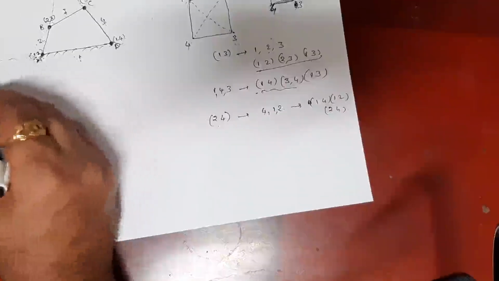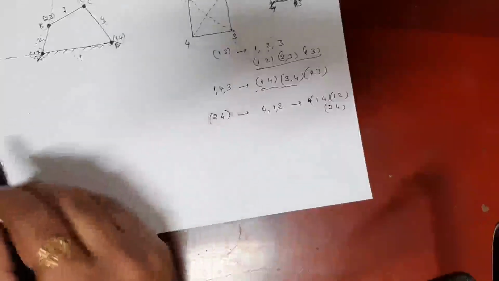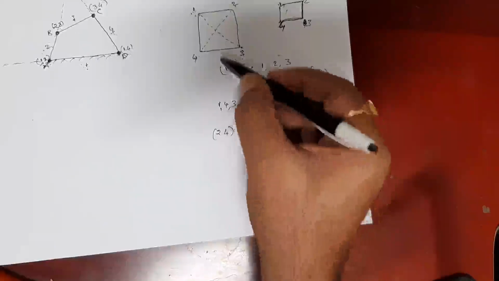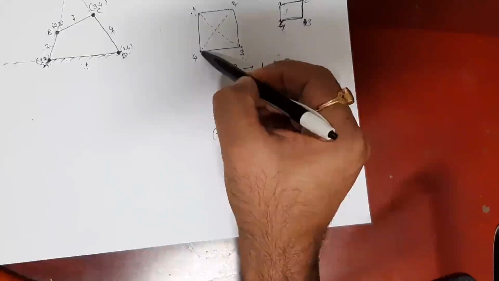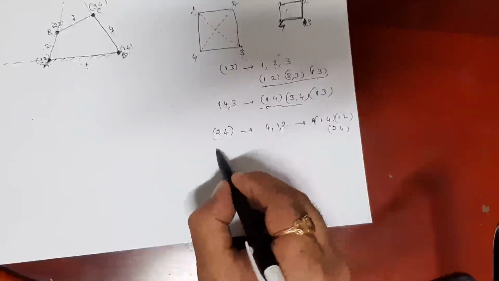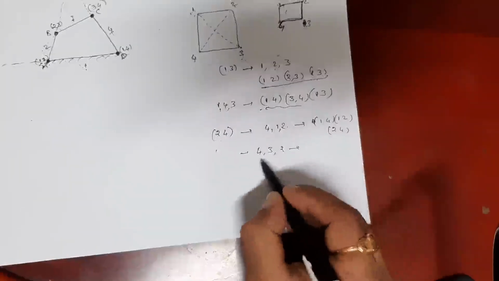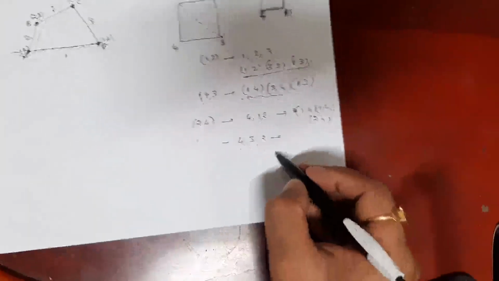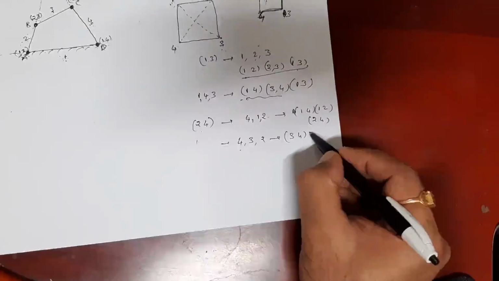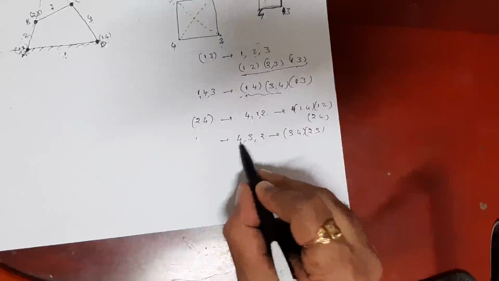Okay, we will extend this line. On this line, somewhere, the instantaneous center 2 4 will exist. So actually we have taken 4 1 2 here. Now we will take the 4 3 2 links. So the instantaneous centers will be 3 4, 2 3, and 2 4.